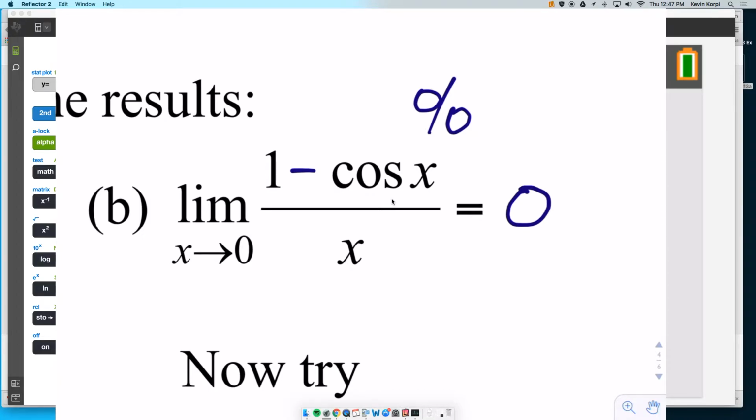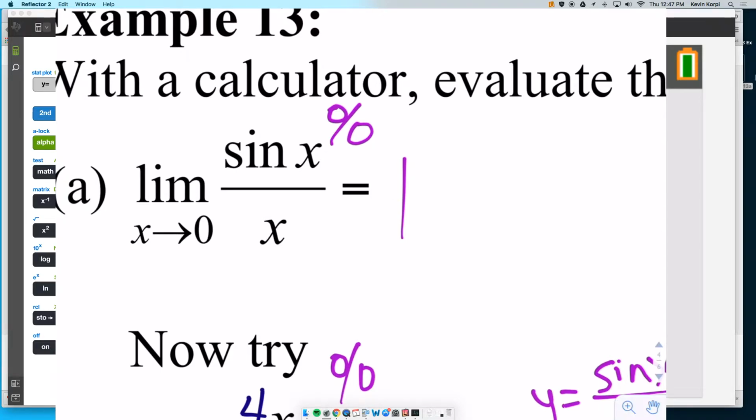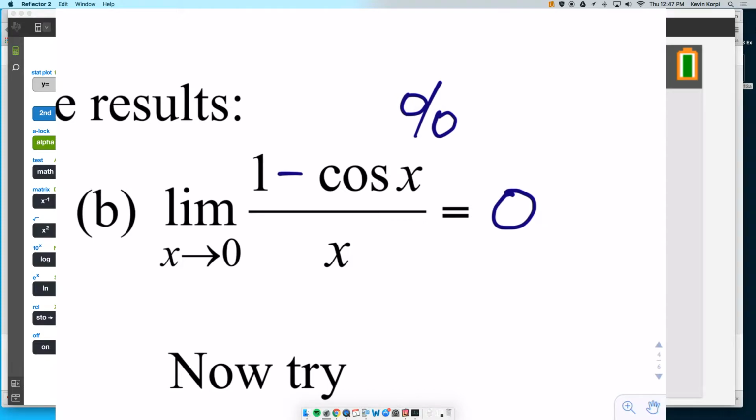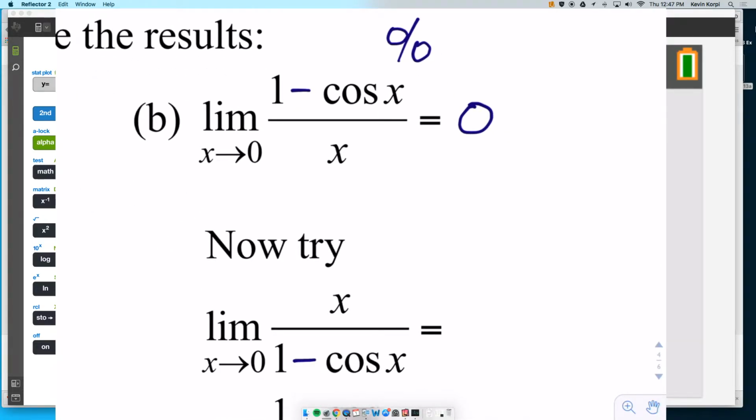Yes, and it is. So sine of x over x as we approach 0 is 1, and 1 minus cosine x over x is 0 as we approach 0. So those two you have to memorize. All right, so now that we know that, see if you could do the following. The one right below it is x over 1 minus cosine x. What do you think it is? 0?